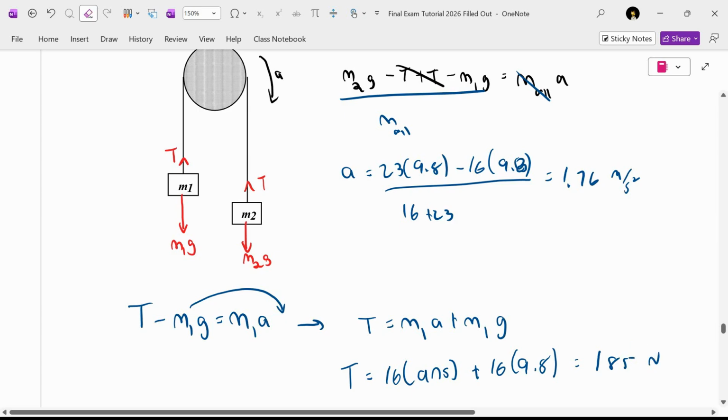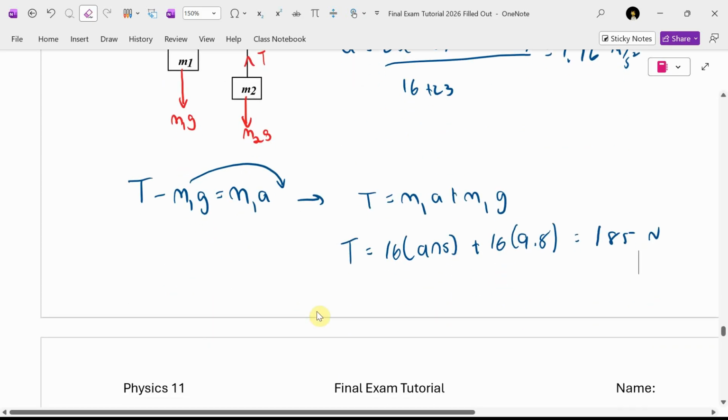So you are going to see an Atwood machine on your test. What I'm not going to give you on your final is a missing mass question. I don't know if you remember, we also did Atwood machines with missing masses. I put that on your test. I didn't put it on your final.